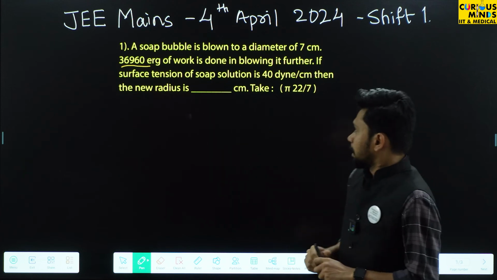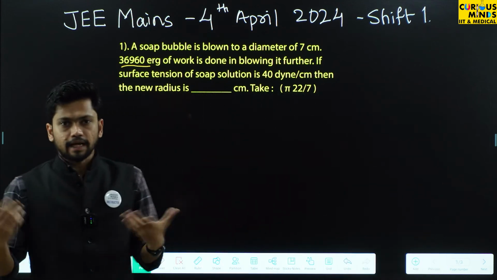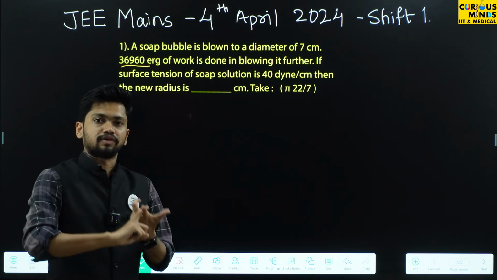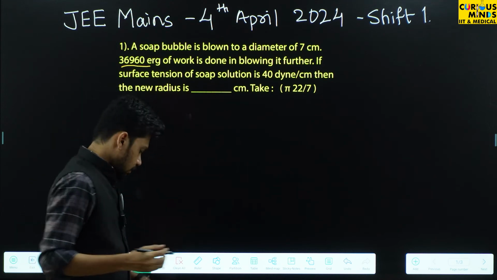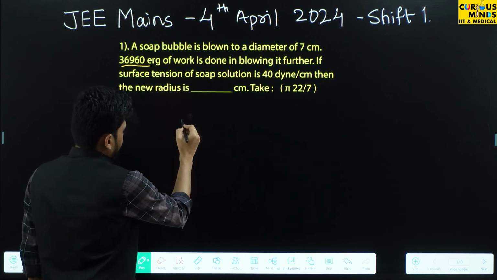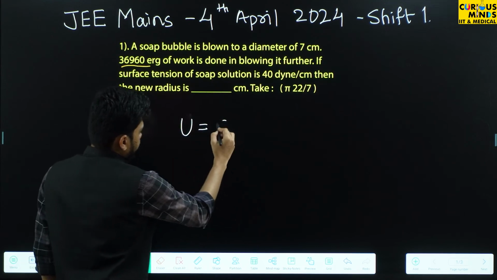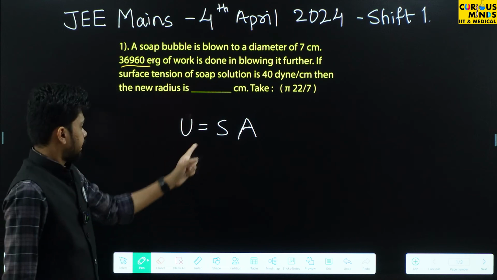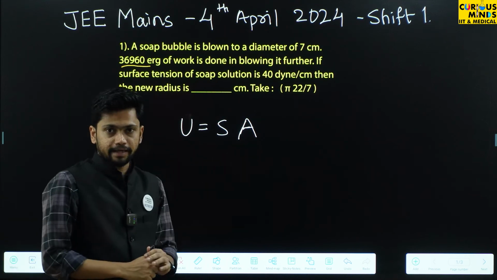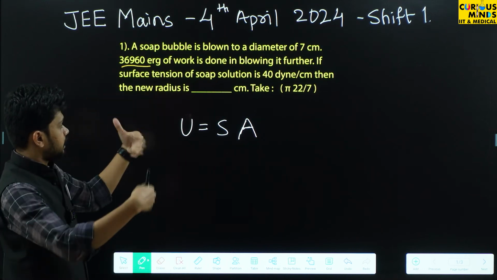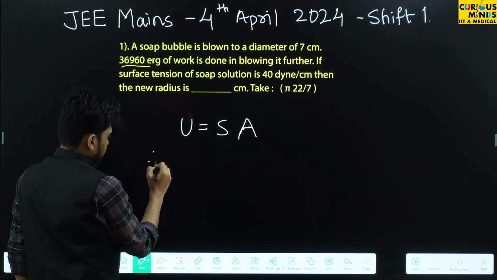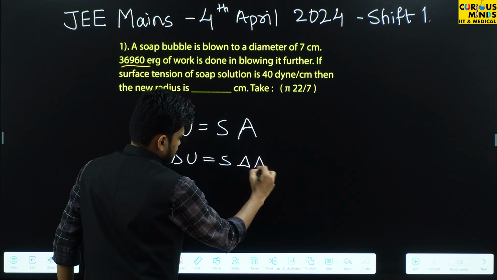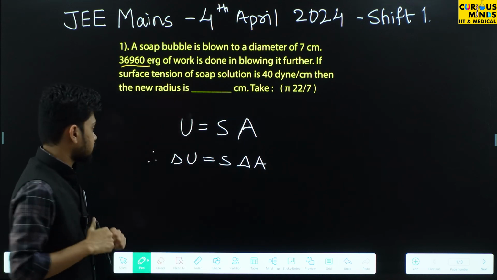When we see all these questions, naturally the formula that comes to our mind, which involves energy, surface tension and area, is this: U is equal to SA, where U is the energy, S is the surface tension, and A is the area. Now they're asking about the change in everything, so we get delta U is equal to S delta A, S being the constant surface tension.